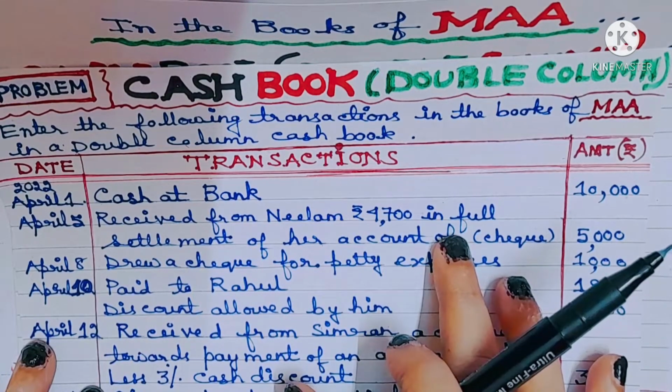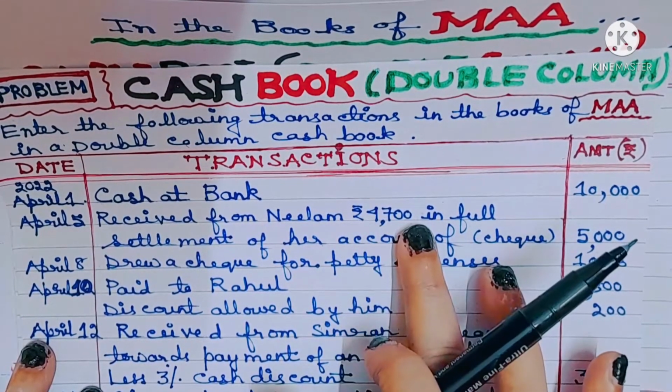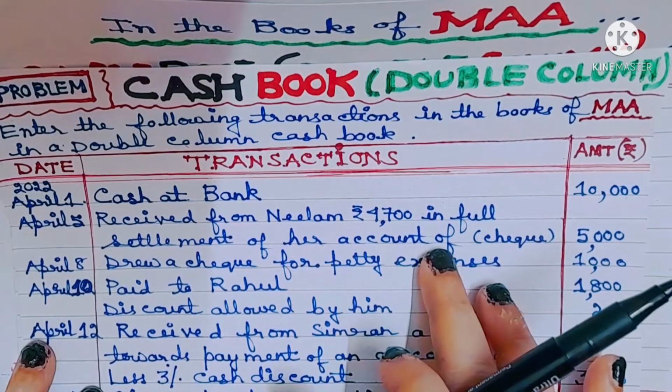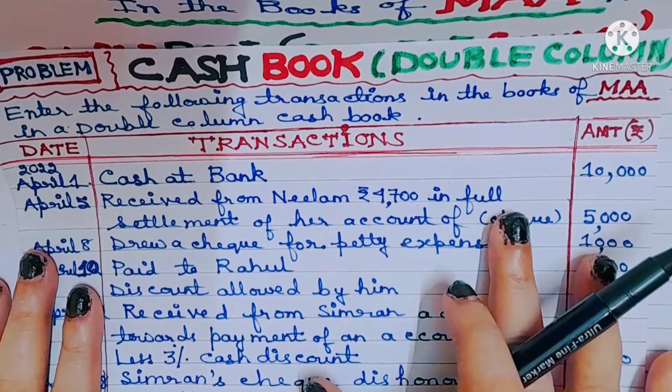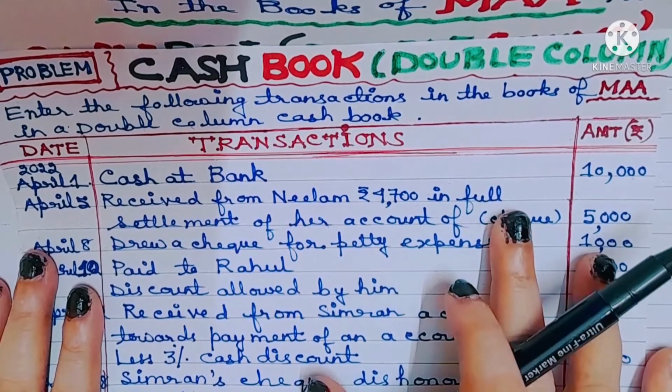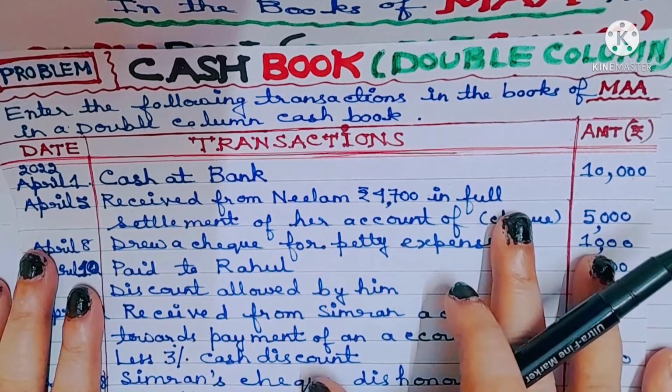How are we getting 300? 5,000 minus 4,700, to Neelam account 5,000. Okay, this is a compound or composite journal entry because there are two debits and one credit.